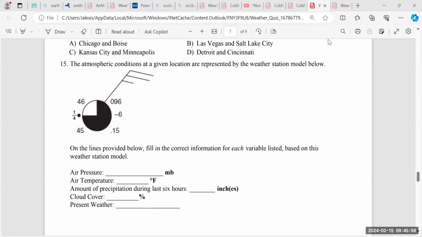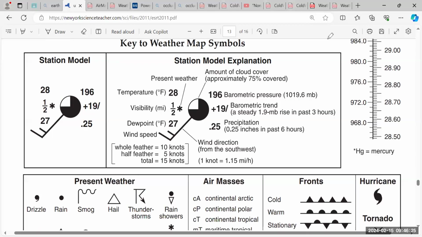All right, everybody, we're going to go to question number 15. The atmospheric conditions at a given location are represented by the weather station model below. It says on the lines provided below, fill in the correct information for each variable listed based on this weather station model. So let's start off with the first one, air pressure. When I look on page 13 of the reference tables, the air pressure is the number on the top right.